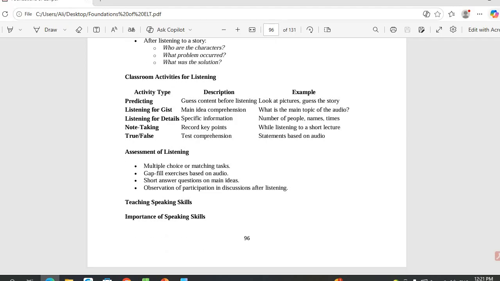What are the classroom activities for listening? Predicting, listening for gist, listening for details, note taking, true false. Okay? So the assessment for listening, you give them multiple choice or matching tasks, gap fill exercises based on audio, short answer questions on main ideas, observation of participation in discussion after listening.